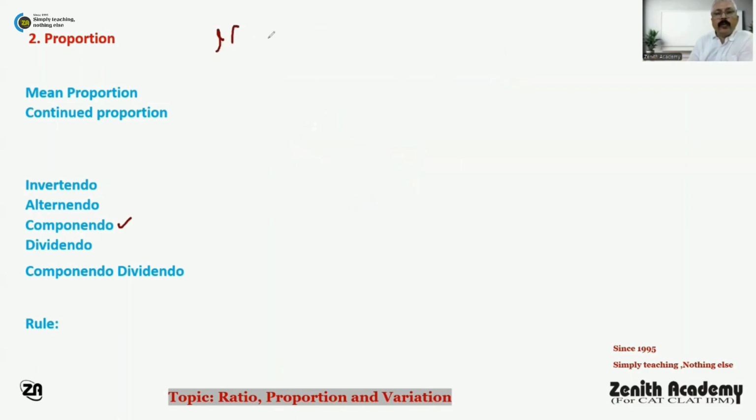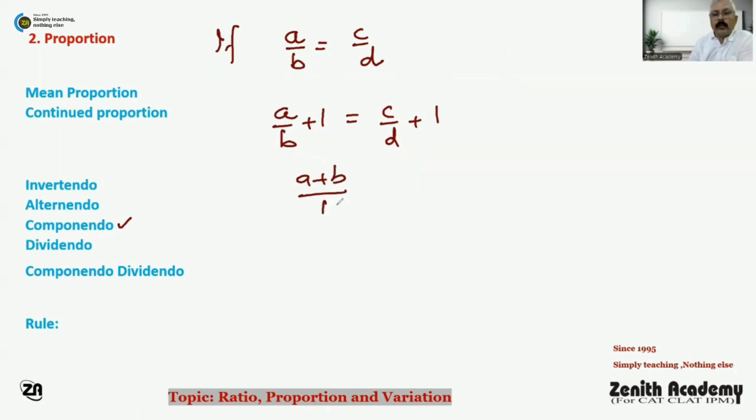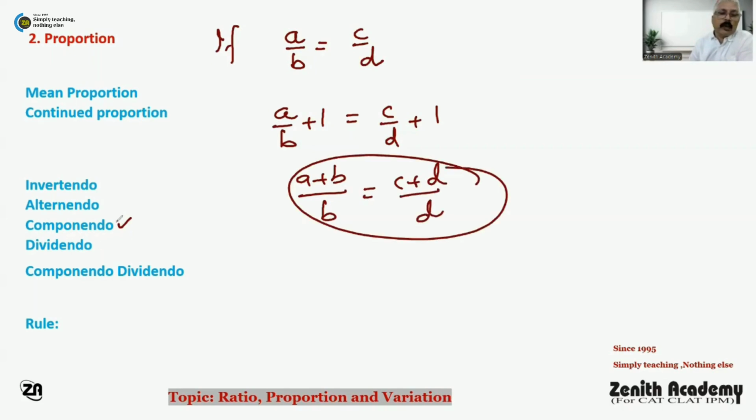Componendo. If A is to B is equal to C upon D, then if we add 1 on left hand side and right hand side both, then A upon B plus 1 is equal to C upon D plus 1. I mean to say it will be A plus B upon B equal to C plus D upon D. This is componendo.